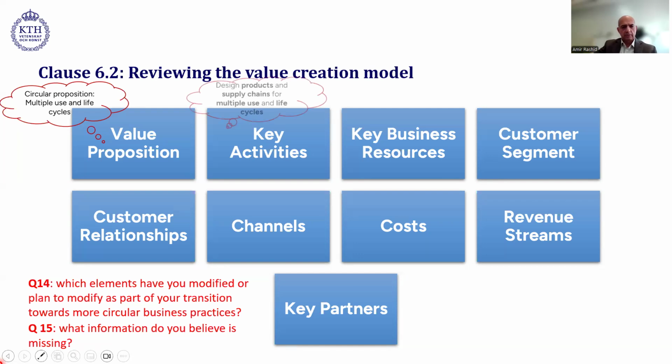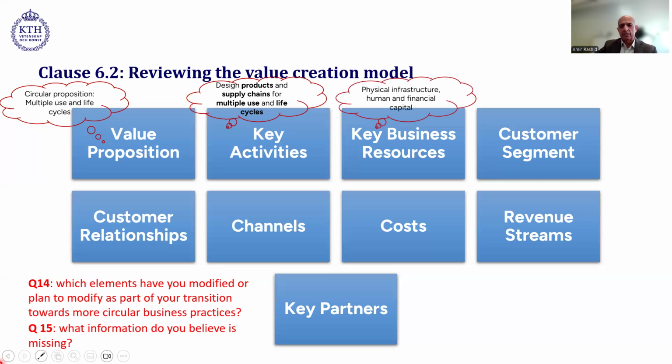And next, sure. So key activities, there can be several different activities, but here what we would like to highlight is that when you go circular, your products and supply chains need to be designed in a different way. And the guiding principle again will be coming from the value proposition. That is, having a value proposition for multiple use and multiple life cycles would guide the design of the products and the supply chains as well.